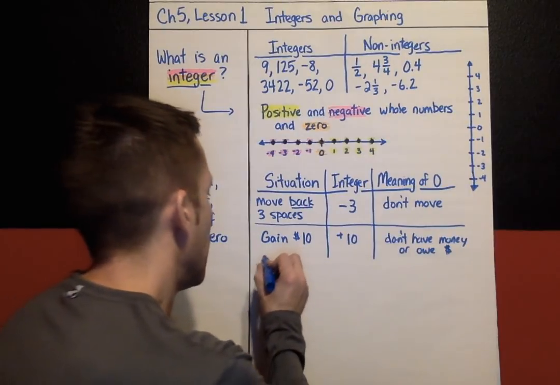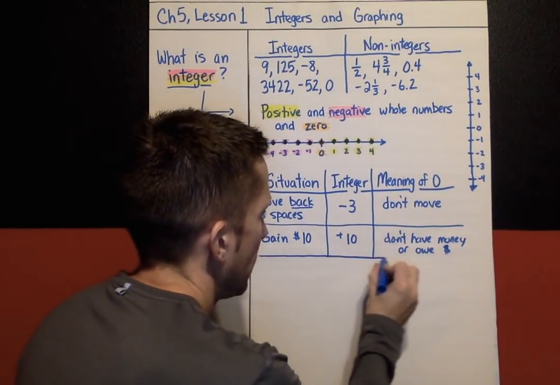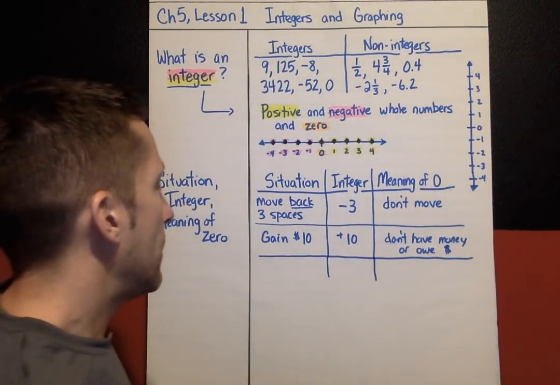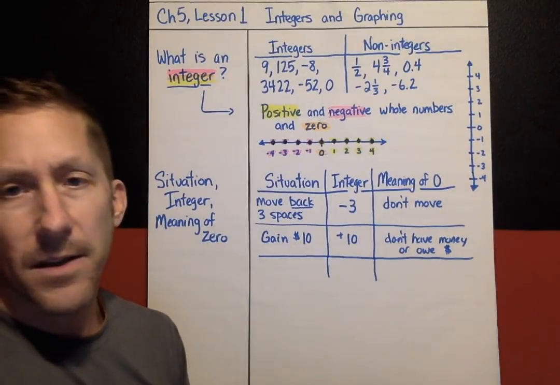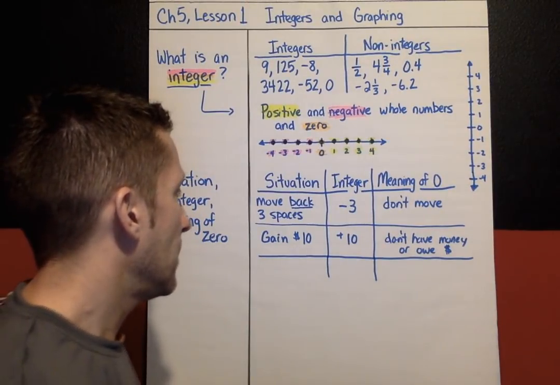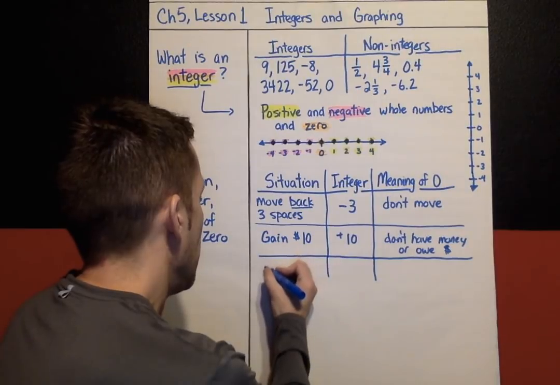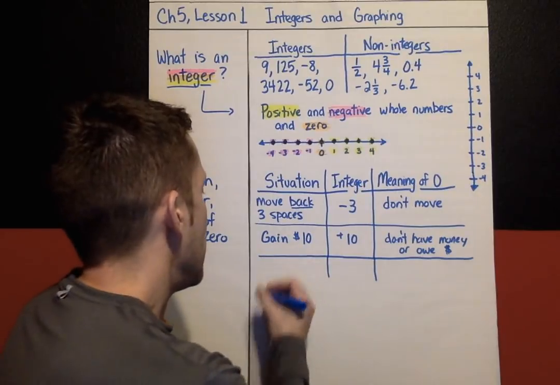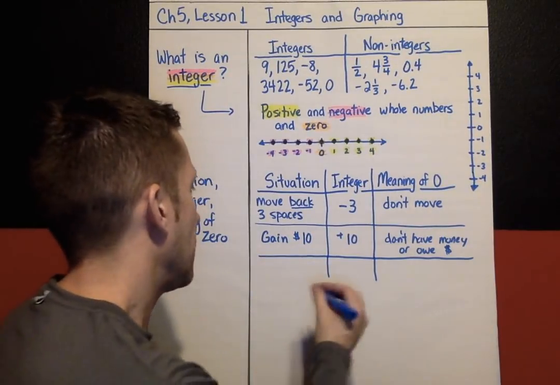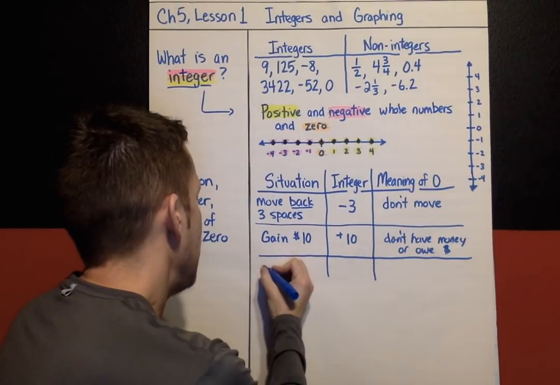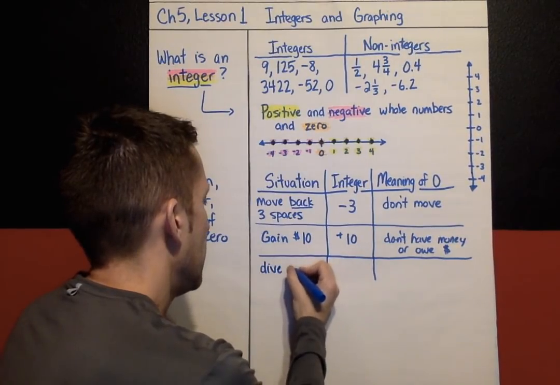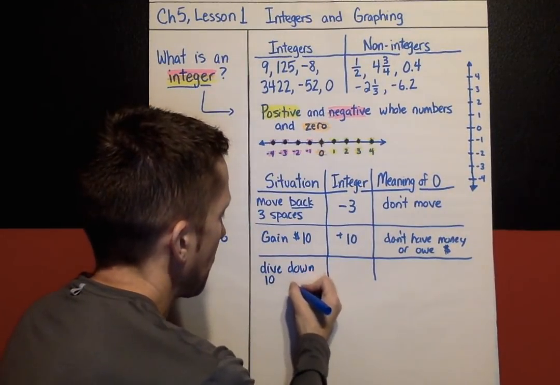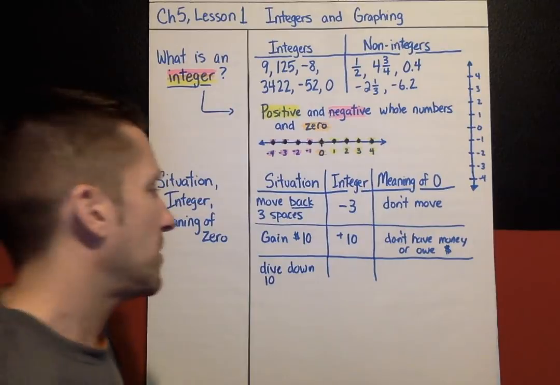Well, let's do one more. And I'll talk about some others. Another real common use of integers is talking about sea level. So we might say you dive down into the ocean, and you dive down 10 feet to pick something up. Okay, so dive down 10 feet into the ocean.